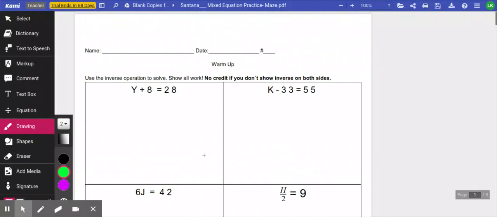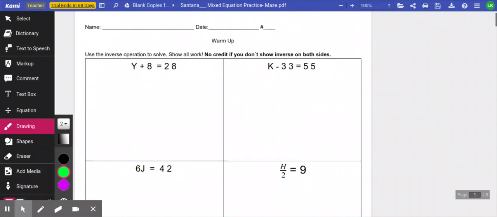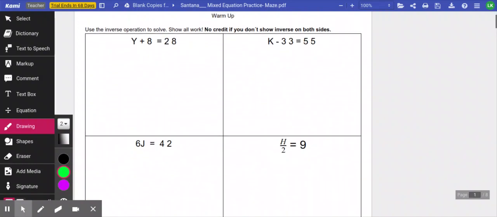Hey guys, so today's activity is mixed equation practice. And the first thing you should do is check out the warm-up. There's 4 questions. Make sure that you show all of your work. You don't receive credit if you don't show the inverse operations on both sides. Go ahead and pause the video now to try these 4 problems. Then press play to check your answers.